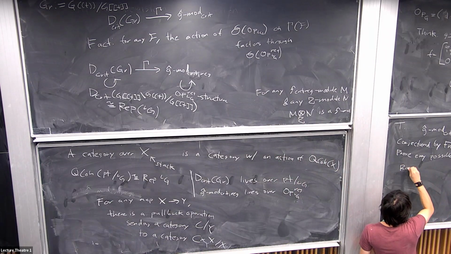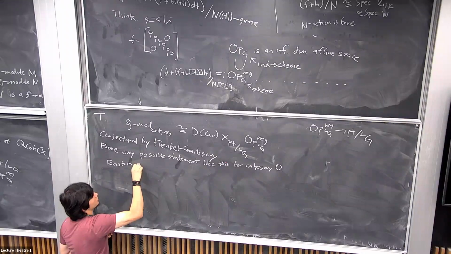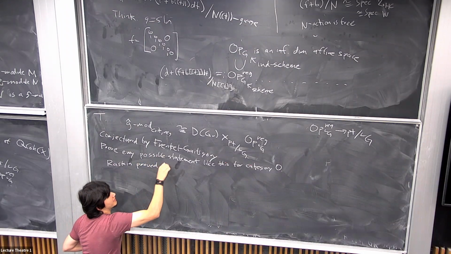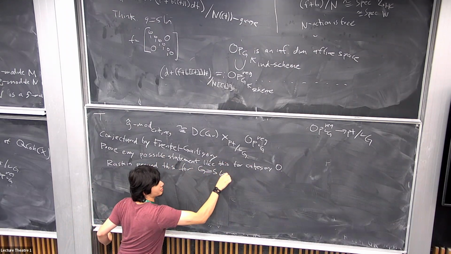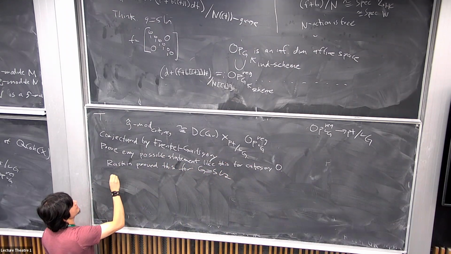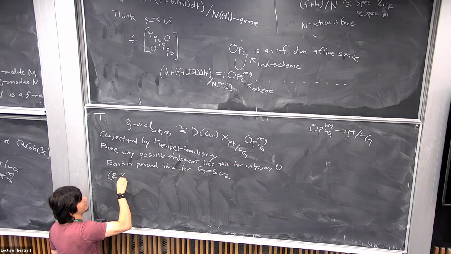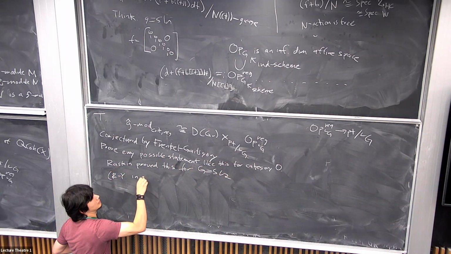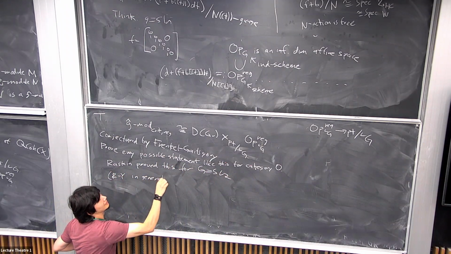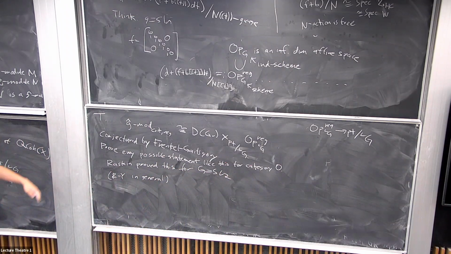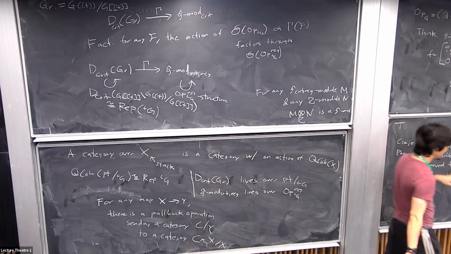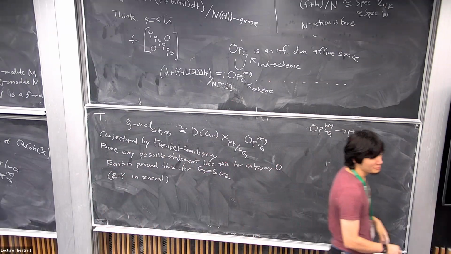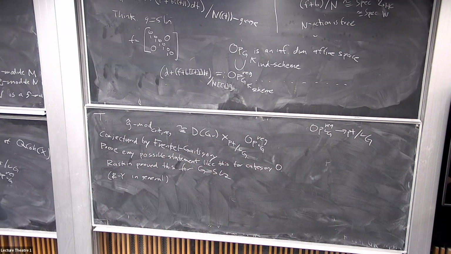Sam Raskin proved this for rank 1 groups. I'm just going to write G equals SL2 here. And then this is due to Sam and me in general. Again, I wrote this as a statement for abelian categories. Really, we proved the derived version of this, and there are some derived subtleties there that I'm just going to completely ignore for this talk.